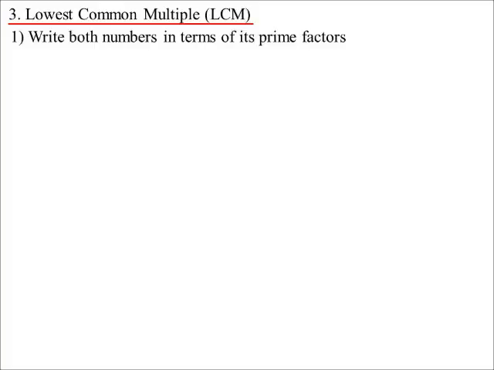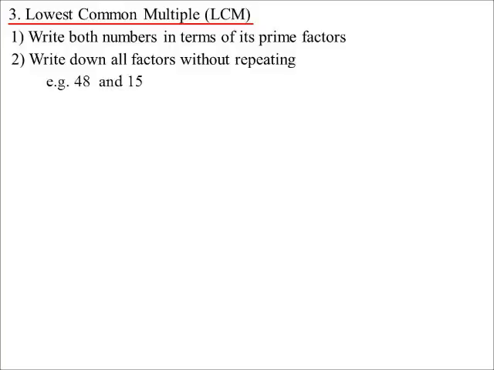Lowest common multiple, well, that's what we saw with algebraic fractions when we're trying to create the denominator, and it comes from this. Again, we would write both numbers in terms of its prime factors, but this time we would write down all the factors without repeating. So I suppose when I did algebraic fractions, what I said is, if it's not there, put it down. So write down all the factors, basically. So 48 and 15, oh well, 2 small numbers. 16 threes, 2 to the power of 4 times 3. 15 is simply 3 times 5, they're both prime. So write down all the factors without repeating. If it's not there, put it down.